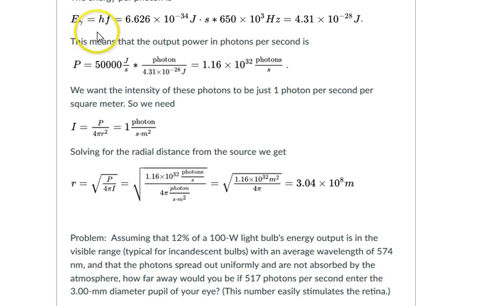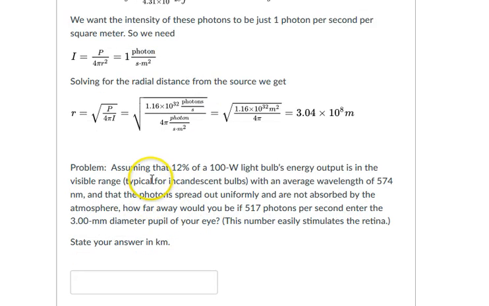We have to use hc over lambda instead of hf because we're given the wavelength. We've got to use the fact that we're only using 12% of the power given, so that's 12 watts instead of 100 watts. And now comes the rest of the problem. We're asked how far away would we be if 517 photons per second enter the pupil, and the pupil has a diameter of 3 millimeters.